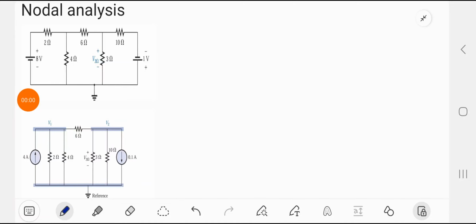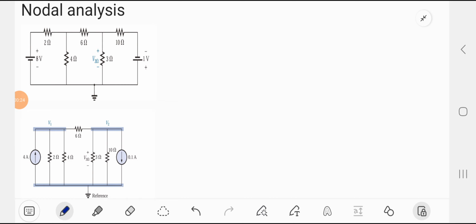So guys, today we are going to discuss nodal analysis. This is the circuit. We are going to find V1 and V2. So first we need to convert these voltage sources to current sources for simplicity, so we can easily solve the circuit.